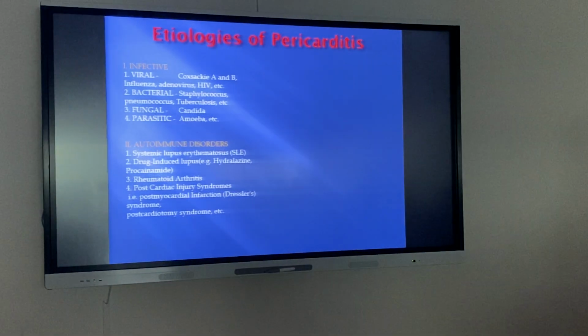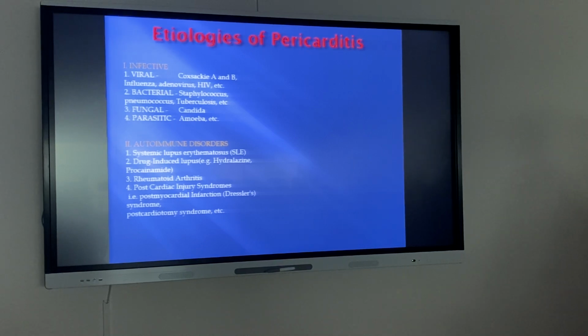Autoimmune. Now autoimmune diseases can cause pericarditis. For example, SLE. Although you may not see an inflammatory reaction, it's autoimmune. Drug-induced lupus, which is caused by hydralazine or furosemide. Rheumatoid arthritis, again an autoimmune one. Postcardiac injury syndrome, that is post myocardial infarction, Dressler syndrome. In Dressler syndrome, after a few months, the patient develops pericarditis. Post-cardiotomy means if you manipulate the heart, if you do any open heart surgery, that probably can lead to pericarditis.